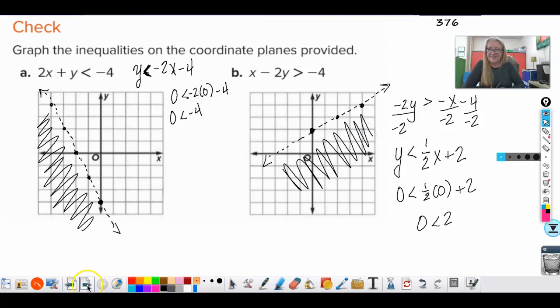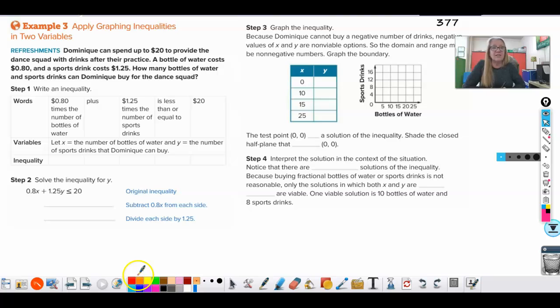Not too bad, right? These are fun, I like them. And you get to use colored pencils and stuff. It'd be really super fun.